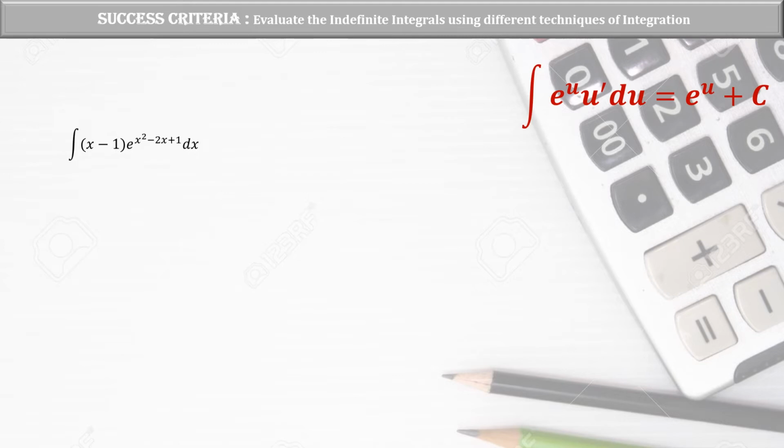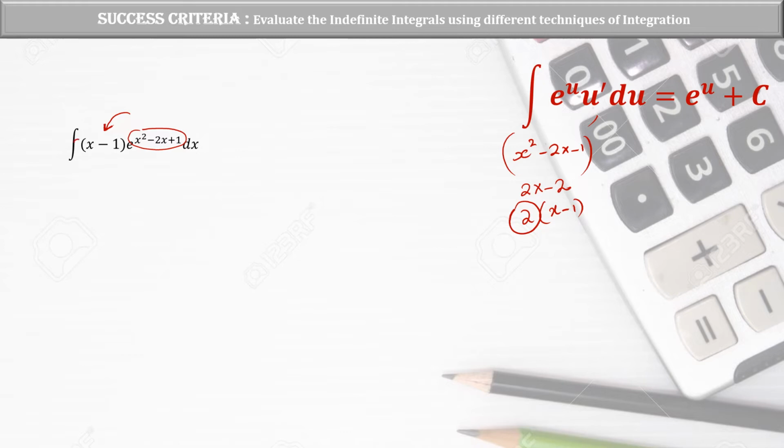Let's see some more complicated questions. Again, focus on the power of the e. So the exponent is written as x square minus 2x minus 1. Check what is the derivative. The derivative is 2x minus 2. Now if we take the common factor 2, so we will be left with x minus 1. And now you can check that here x minus 1 is present, there is a missing number, that is 2.